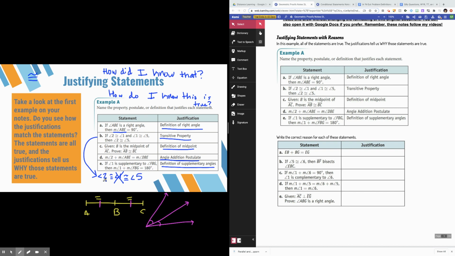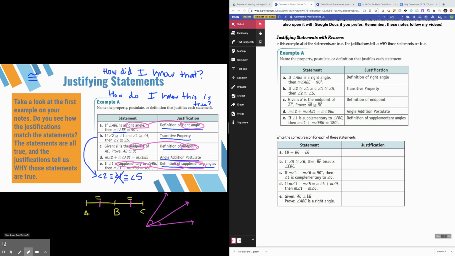What I'm hoping that you're noticing is that in the justifications, a lot of the time you will see a key word or phrase in both that connect. Other than maybe the transitive property or the angle addition postulate, you'll see in a lot of these that the if part or the given part had a term in it, and then the reason matched that term. So I want you all to give it a try here.